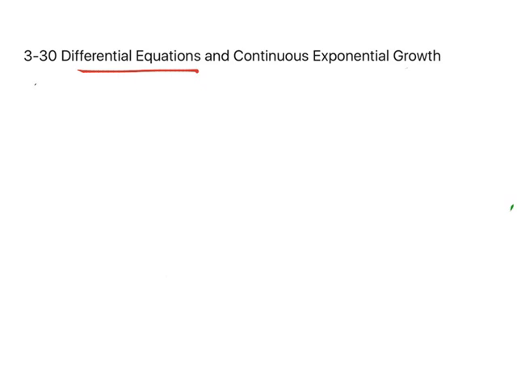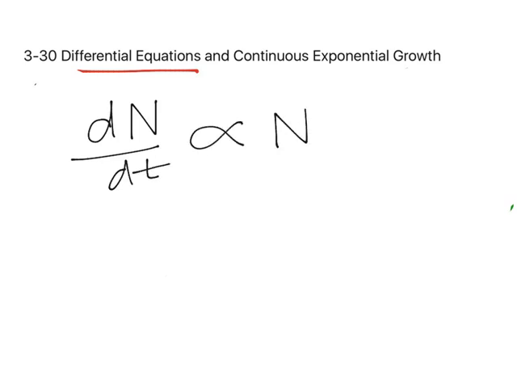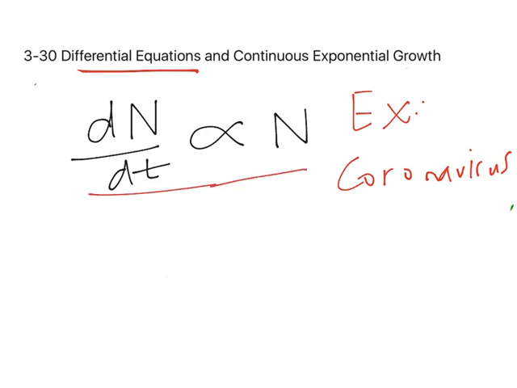So let's summarize what we've learned. Anytime we have a case in which the rate of change is proportional to the number of people, for example COVID-19, the coronavirus growth, by solving this differential equation, we get this.